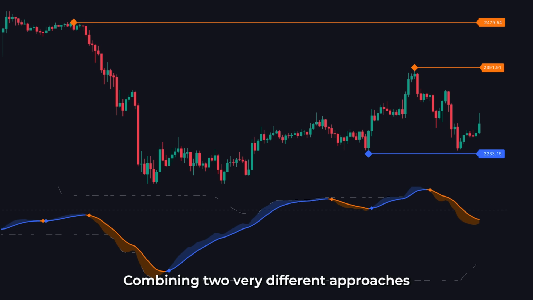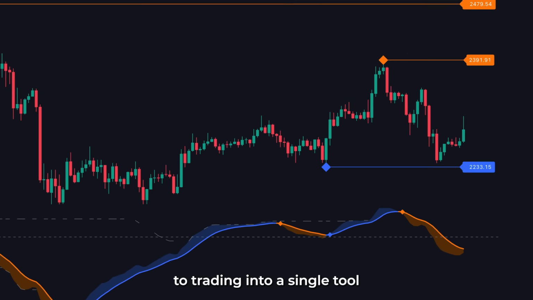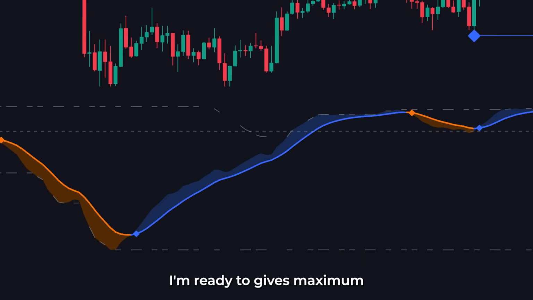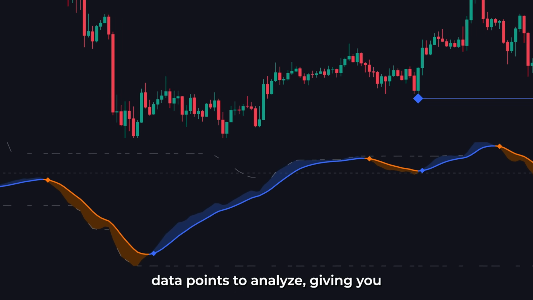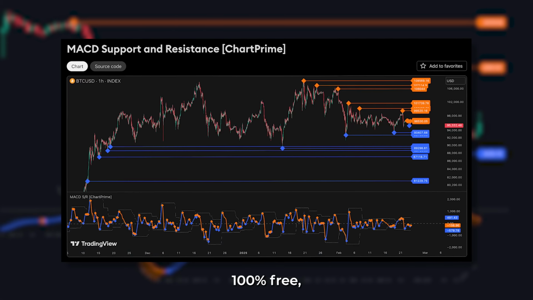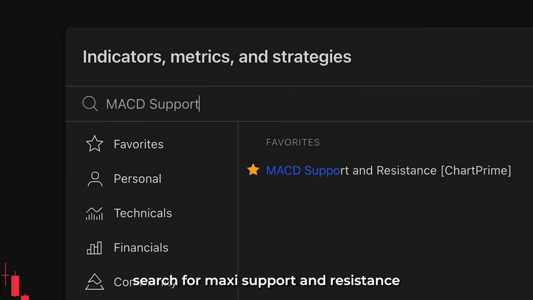Combining two very different approaches to trading into a single tool can really help give an edge in the market. It avoids confluence of the same type and really gives maximum data points to analyze, giving you the best chances of winning trades. So, if you want to use this indicator 100% free, search for MACD support and resistance and use this one by Chart Prime.